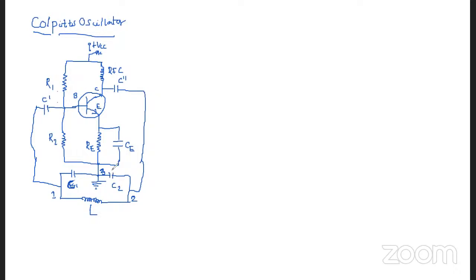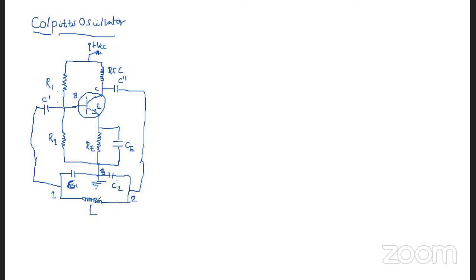So the difference between the Hartley oscillator and the Colpitts oscillator is only this tank circuit. Here the inductors are replaced by the capacitors C1 and C2, and the capacitor is replaced by an inductor L. So that is the difference. All the remaining resistors and capacitors are the same as in the case of the Hartley oscillator.